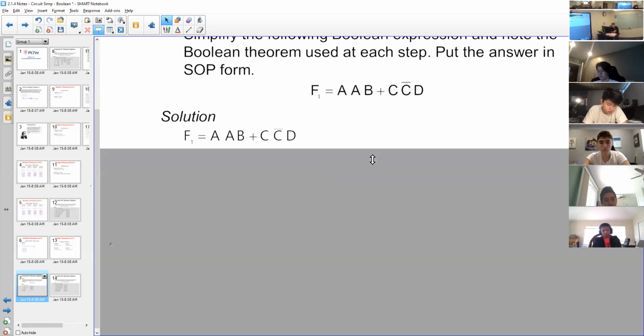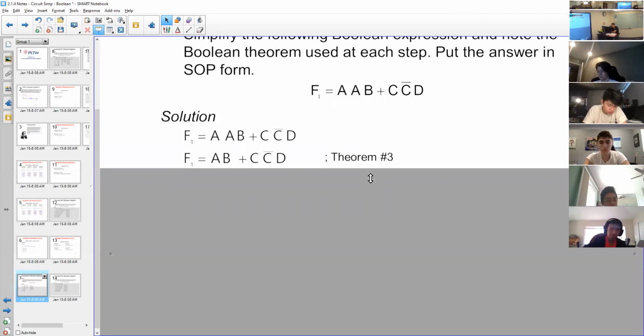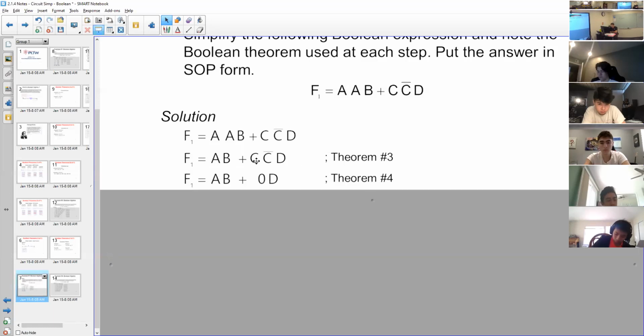Now, looking at our theorems, if we look at theorem 3, theorem 3 says if you have x times x, just simplify it to x. So here we had A times A, so we simplify that to just A. So do we really need a triple AND gate? No, we only need a double input AND gate, right? So we're simplifying it down. All right, now if we look at theorem number 4, in the second part, we've got C times not C. Well, when we have something times its inverse, we can simplify that to a 0. So that C not C becomes a 0.